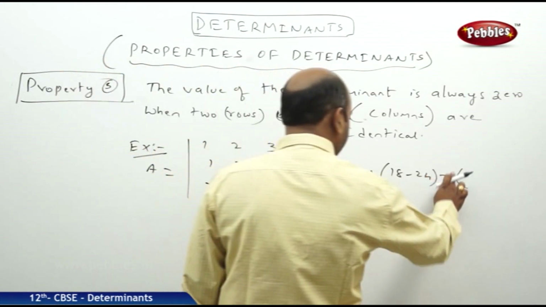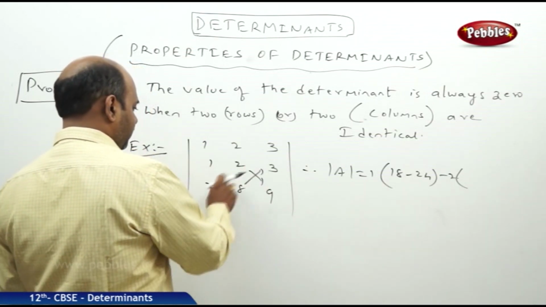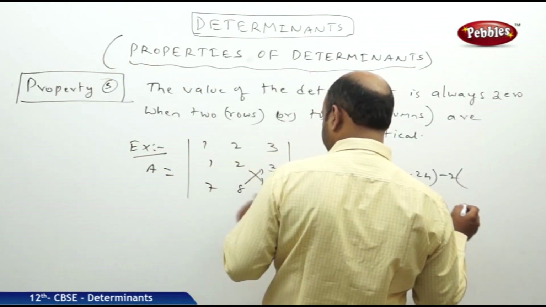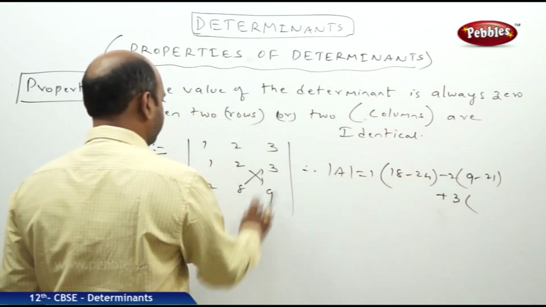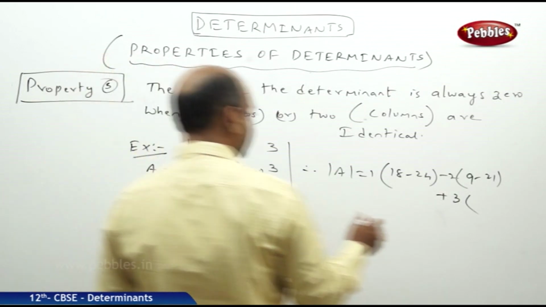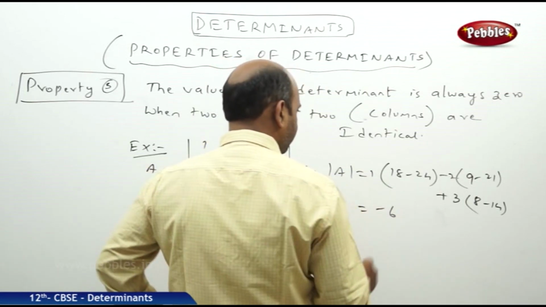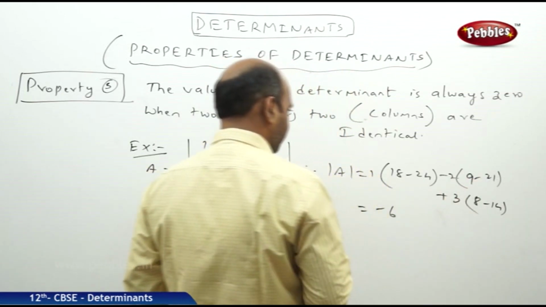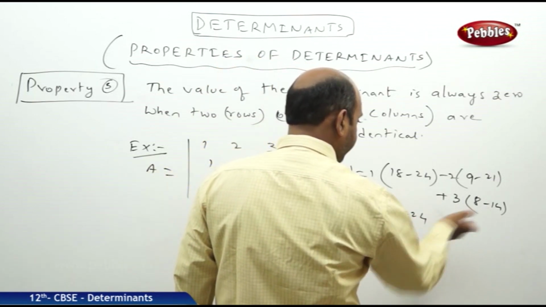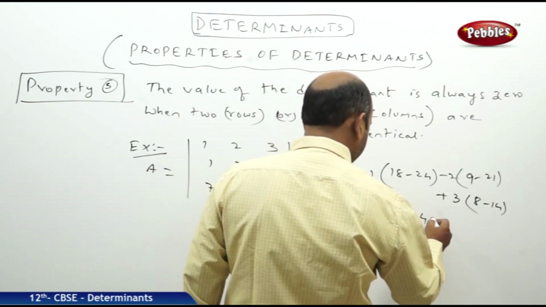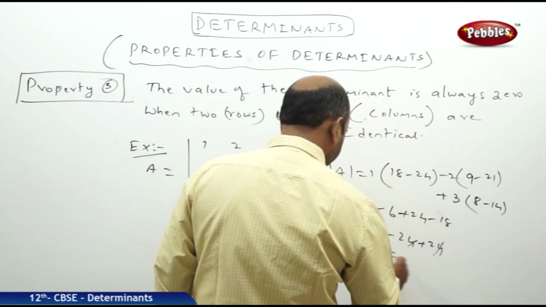Next again here, minus 2 into 9 minus 21, because 1 into 9, and here 9 minus 21 plus 3 into its minor, that means 8 minus 14. So this is minus 6. 9 minus 21 is minus 12. Minus 12 and minus 2 will be 24. And 8 minus 14 is minus 6. Minus 6 into 3 will be minus 18. So minus 24 plus 24, it will be 0.